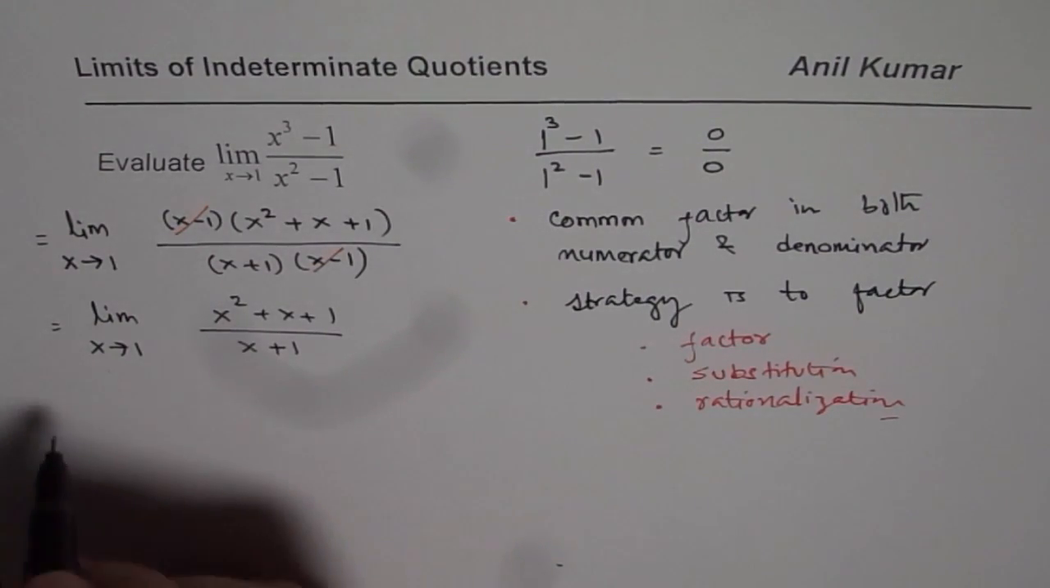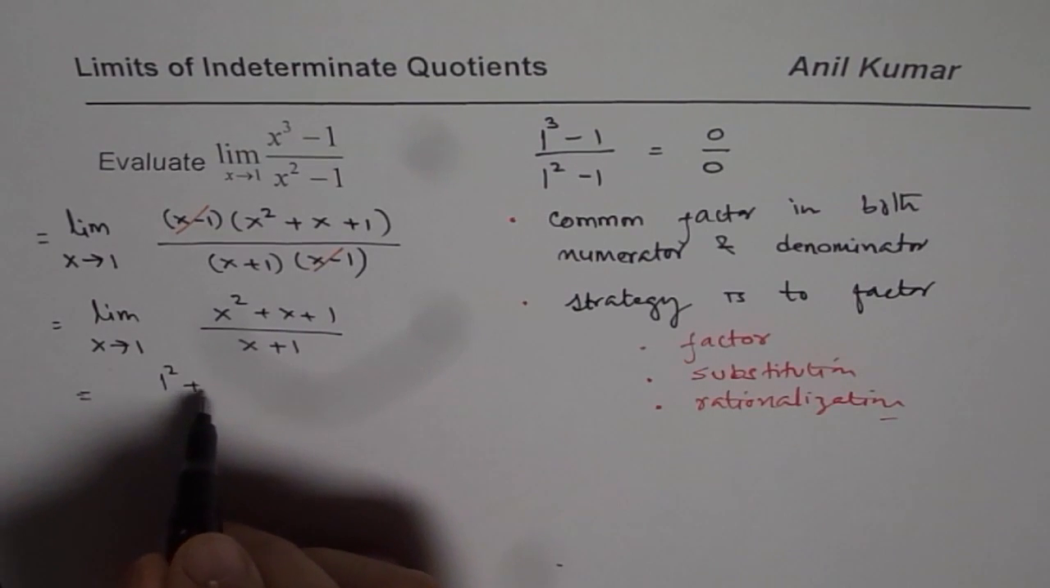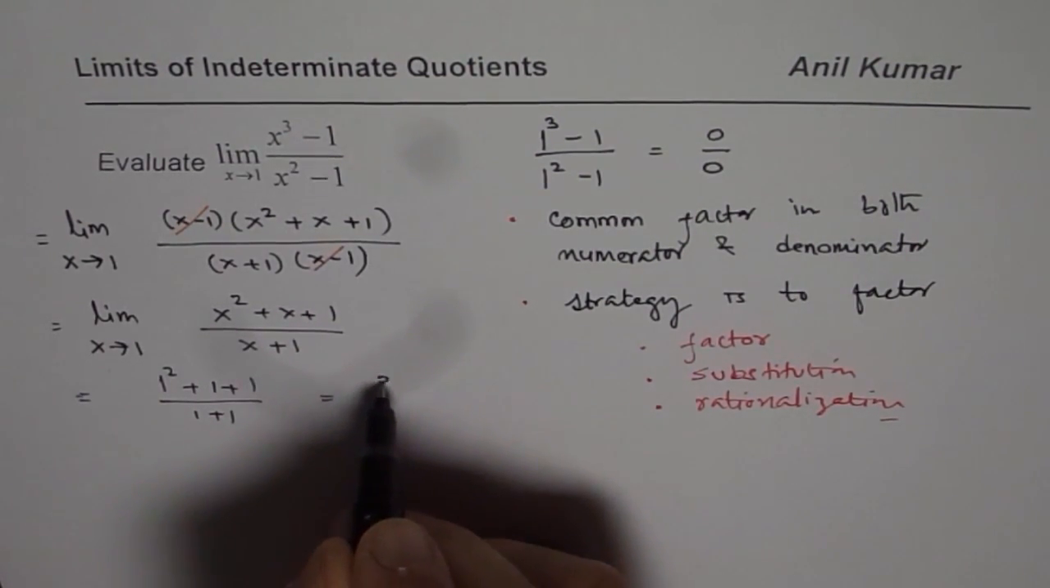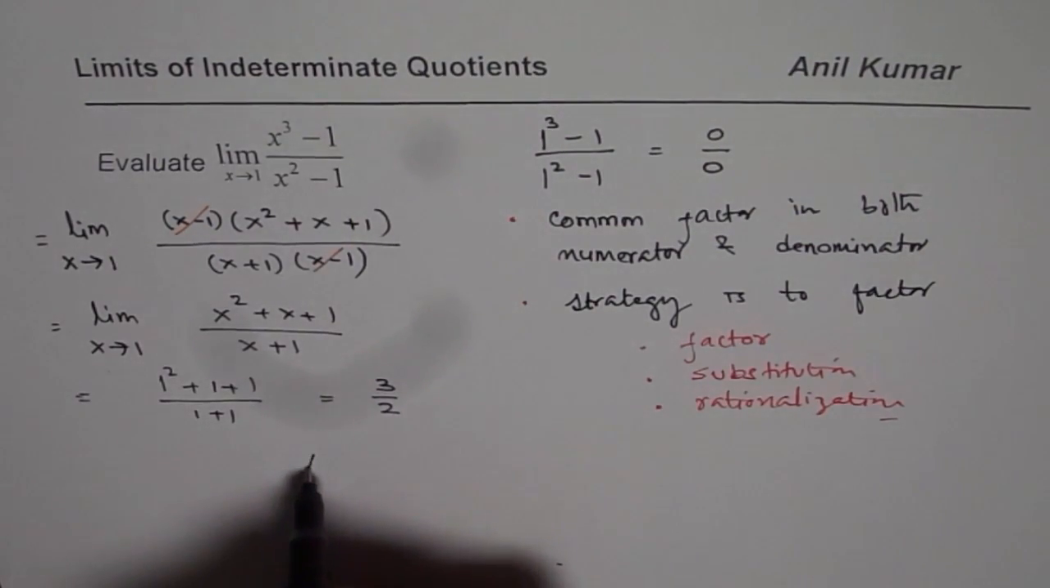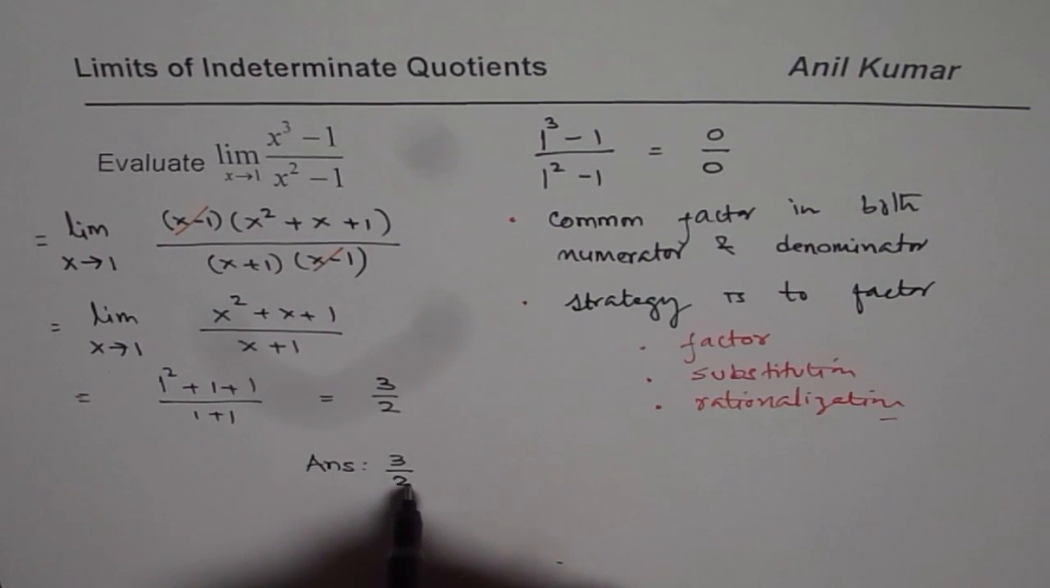Now if I substitute 1 here, we can find the limit of this function. So we get 1 squared plus 1 plus 1 divided by 1 plus 1, which is indeed 3 over 2. And therefore we have the solution: the limit of this function is 3 over 2.